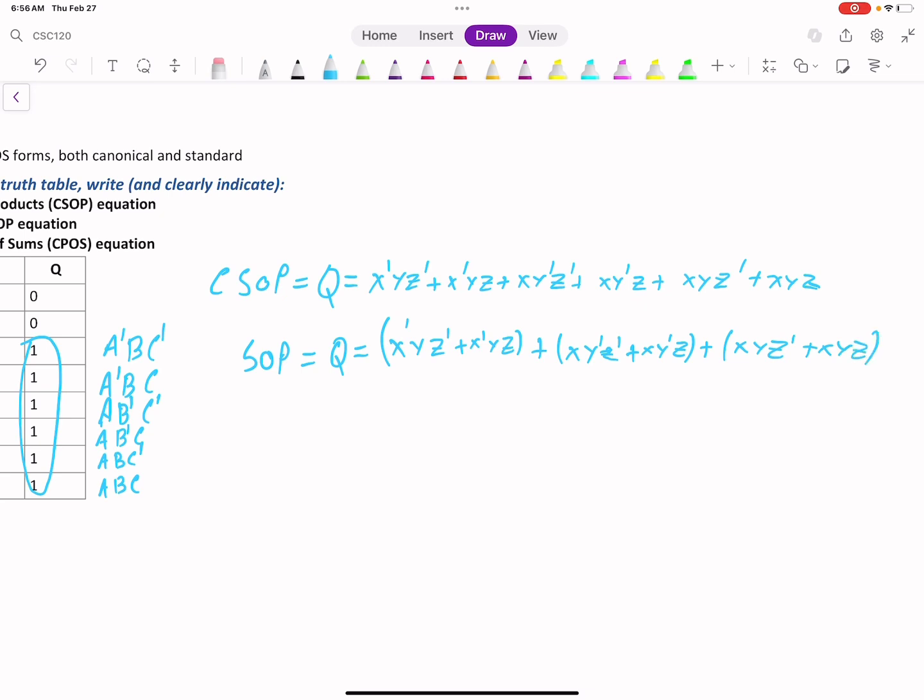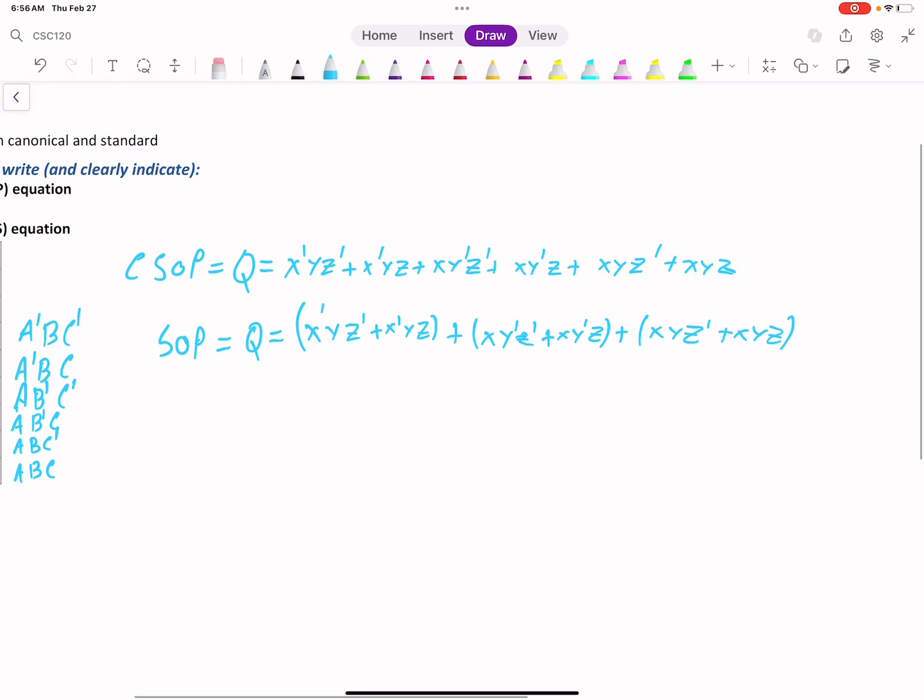Now that we have these three groups, I could probably factor something out of them. What can I factor out here? I can see X prime Y on the first one, so I can make this into X prime Y times Z prime plus Z. For the second one, I can see that I have X Y prime as well, so if I factor out X Y prime, I'm left with Z prime plus Z. And the same thing for the last one: I'm going to factor out X and Y and leave the Z prime plus Z.